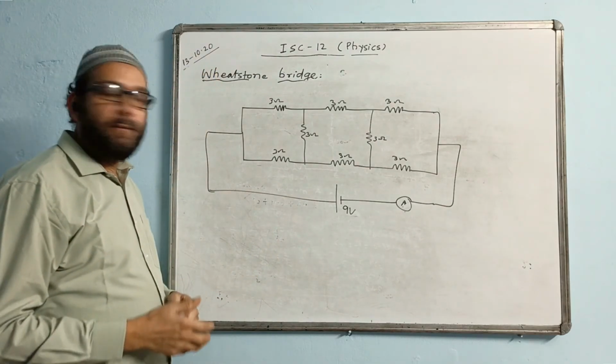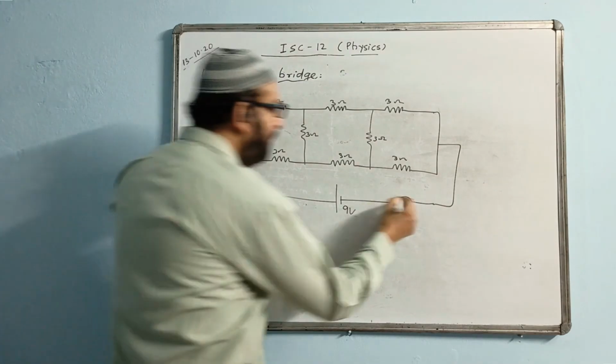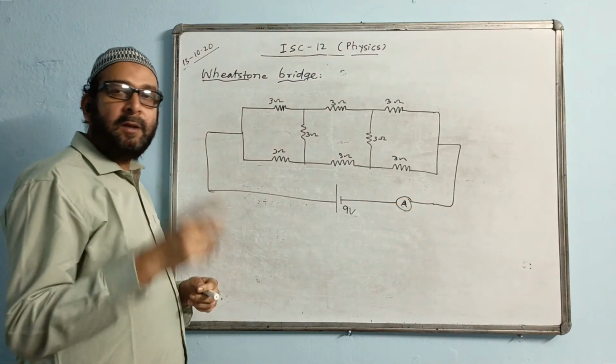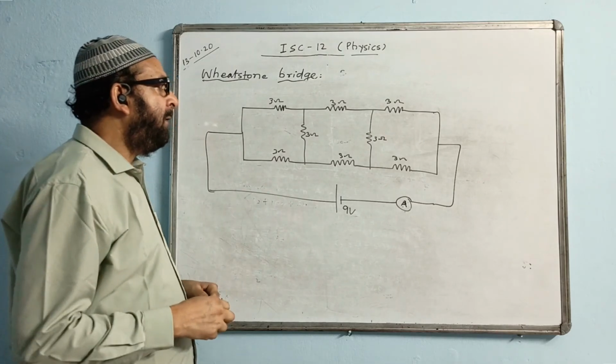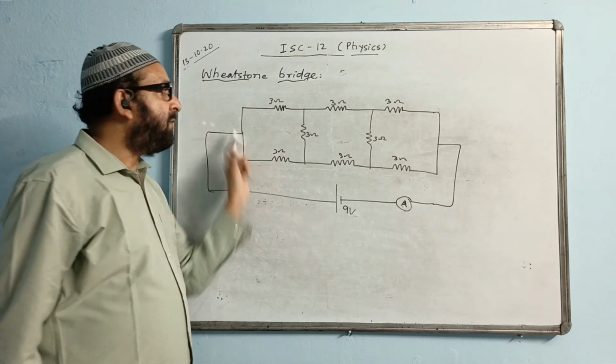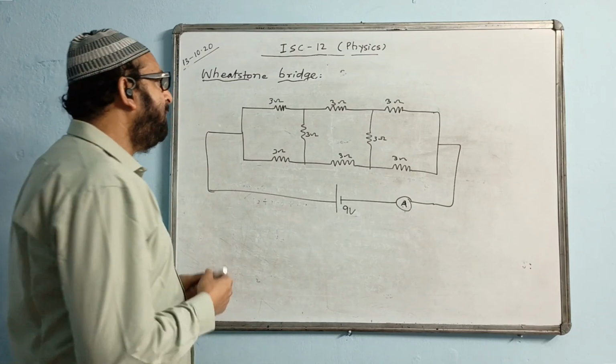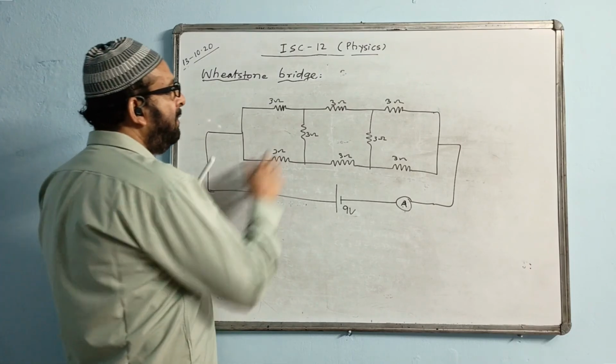The circuit is given over here. You have to find the reading of the ammeter A. Ammeter measures current, so you have to find the value of current here. To find current, voltage is known. Let us find the total resistance of the circuit first. How to find the total resistance of the circuit? Then we'll see first like this.